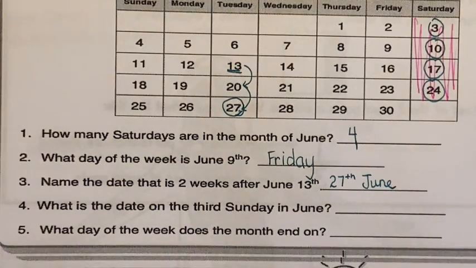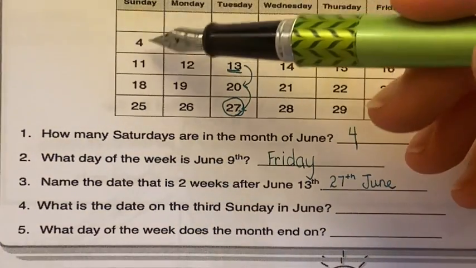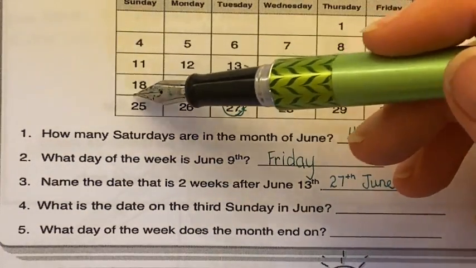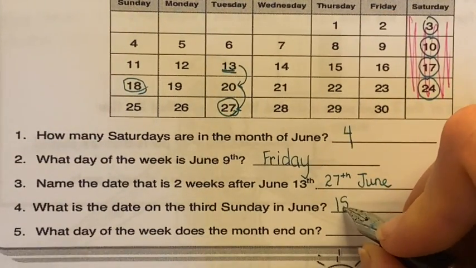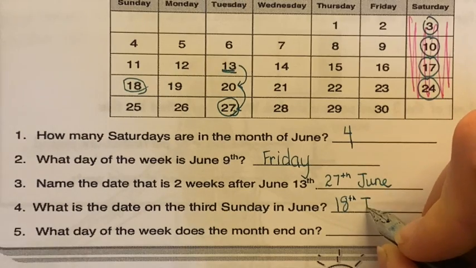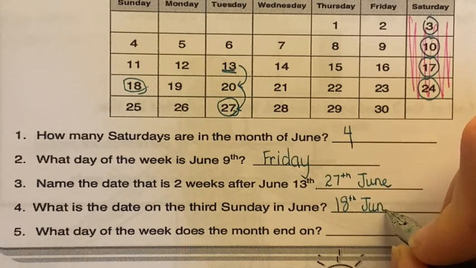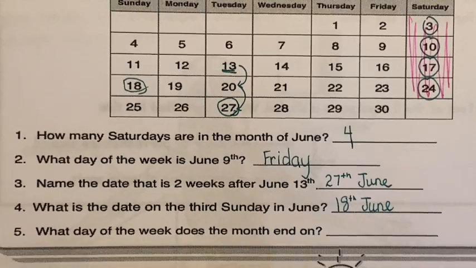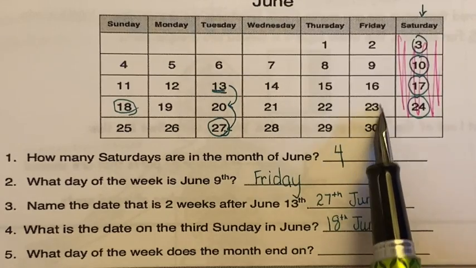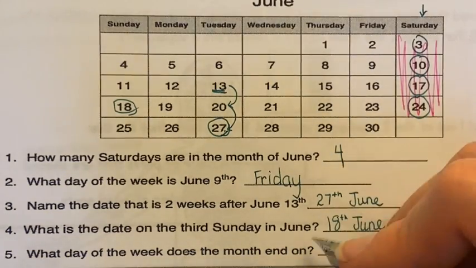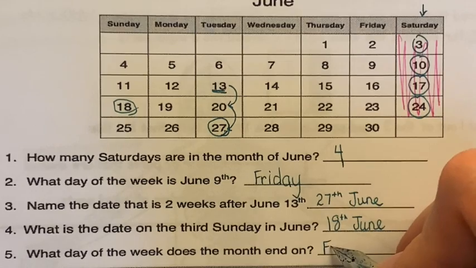What is the date of the 3rd Sunday in June? So again, I go to Sundays and I count 1, 2, 3. The 3rd Sunday is June the 18th of June. Okay, and now I'm going to go to what day of the week does the month end on? So you go to the last day of the month. It's the 30th, and you go up. It's a Friday. June ends on a Friday.